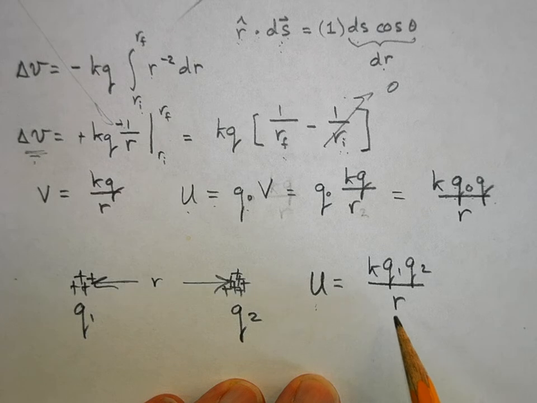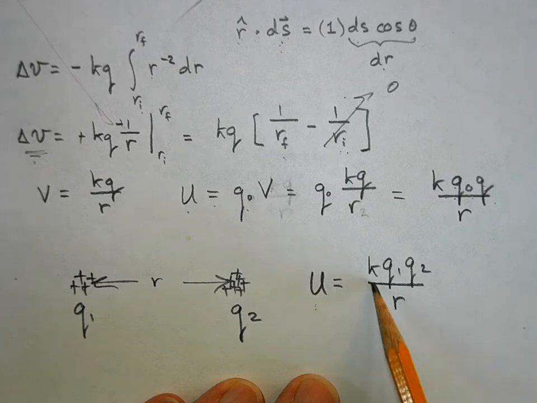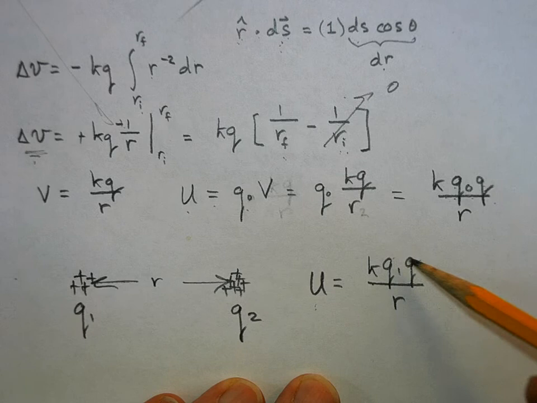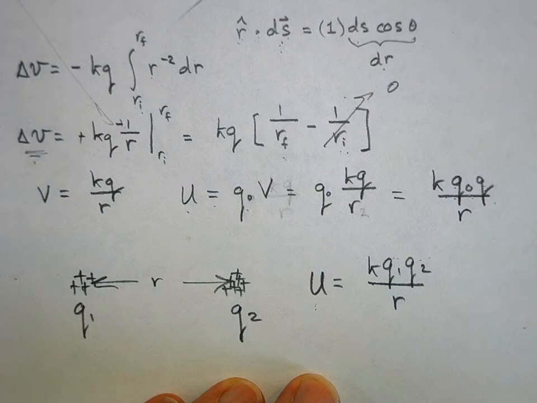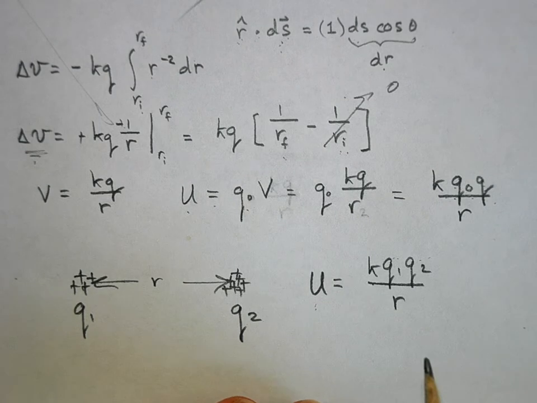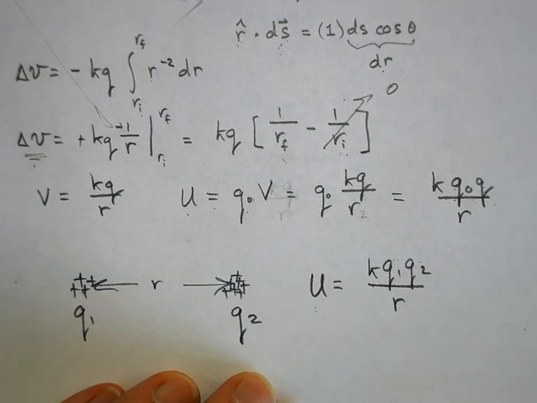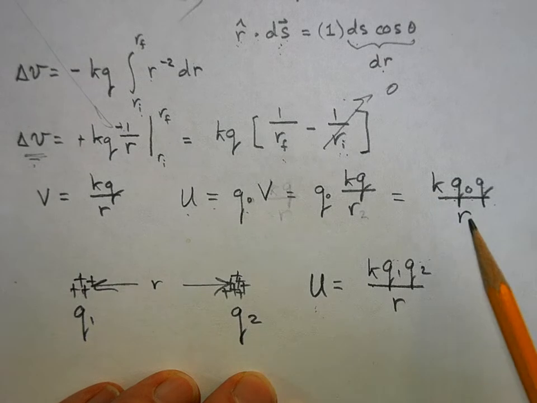Now, does this look familiar? You might remember we had an equation similar to this for gravitation. It was G instead of k, it was the two masses instead of the charges, and it was still 1 over r. Of course, we had a negative out front because they're attracted to each other rather than repelled. But anyway, this is the potential energy, and this is the voltage.